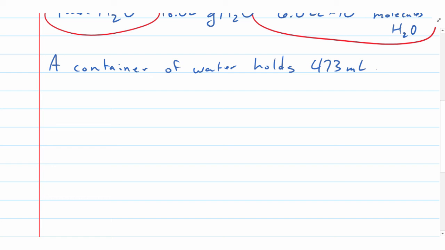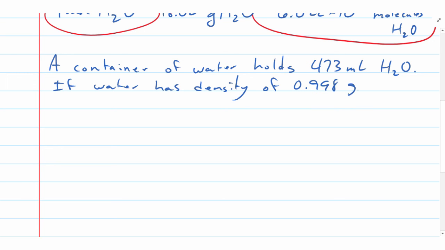A pint of water is about 473 milliliters. And what we'd like to know is, if water has a density of 0.998 grams per milliliter, how many water molecules are in the container?